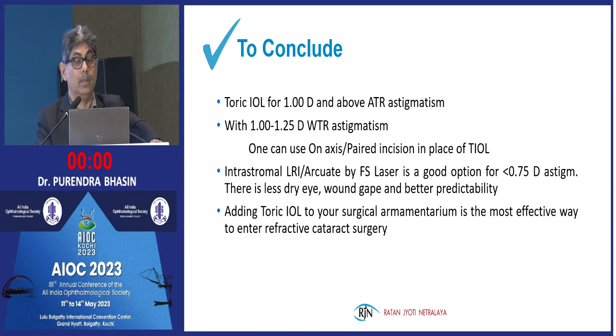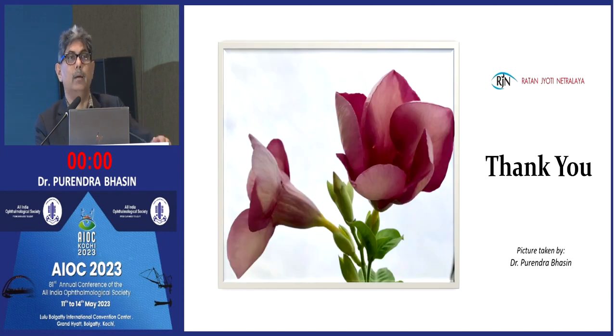One can use an on-axis paired incision in place of a toric IOL for less than 1 diopter of astigmatism. Intrastromal limbal relaxing incision, or arcuate incision by femtosecond laser or manually by diamond knife, is a good option for less than 1 diopter of astigmatism. There is less dry eye, wound gap, and better predictability. Adding toric IOL to your surgical armamentarium is the most effective way to enter refractive cataract surgery. And believe me, I am very happy and satisfied. Even with 1 to 1.25 diopters of astigmatism, I am getting a very good visual outcome.